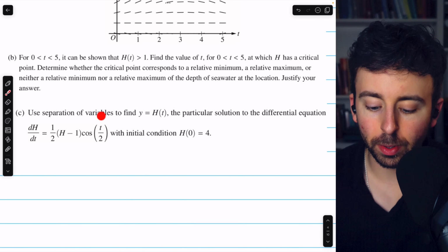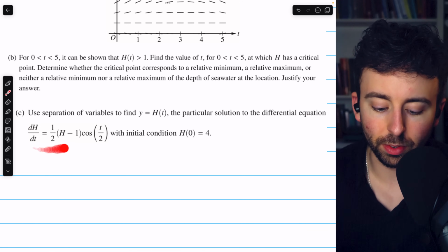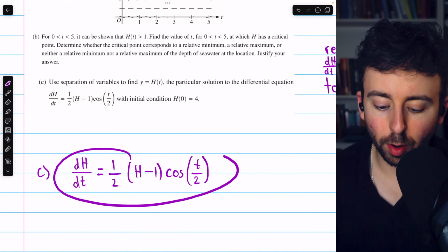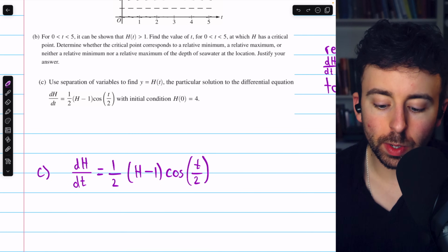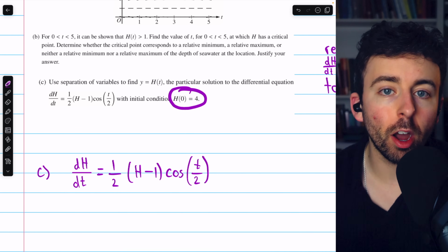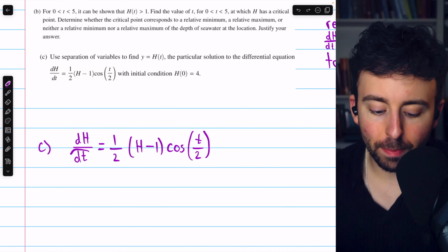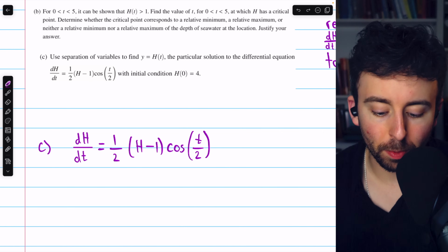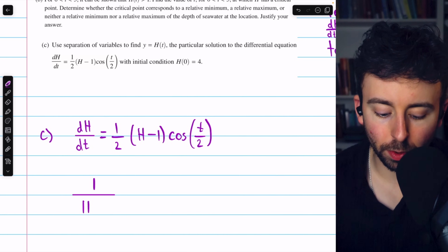Use separation of variables to find y equals h of t, the particular solution to the differential equation that was given, with the initial condition h of 0 equals 4. So we'll take this differential equation, separate the t's and the h's, and then integrate, and then we can use the given initial condition to solve for the arbitrary constant and get our particular solution. Let's go ahead and multiply both sides by dt and divide both sides by h minus 1 in order to separate the variables. Then on the left side, we're going to have 1 over h minus 1 dh.